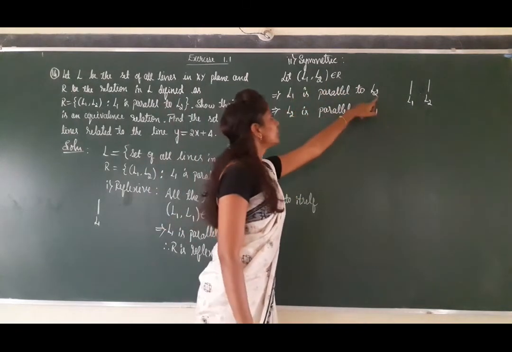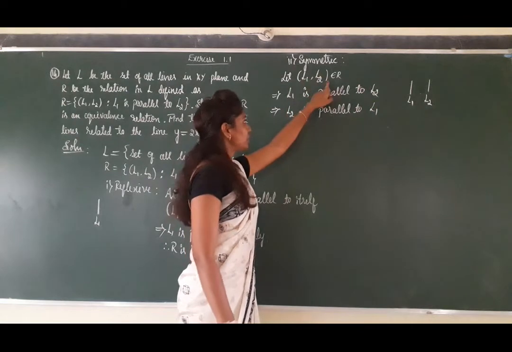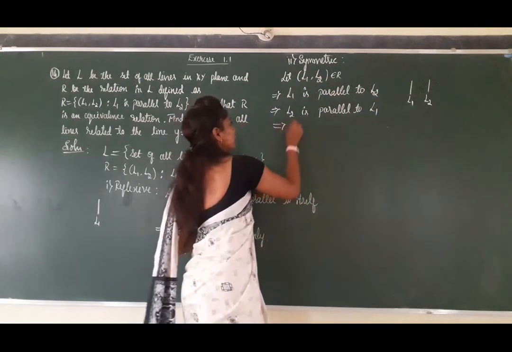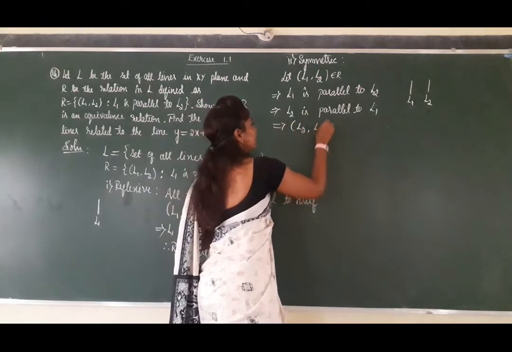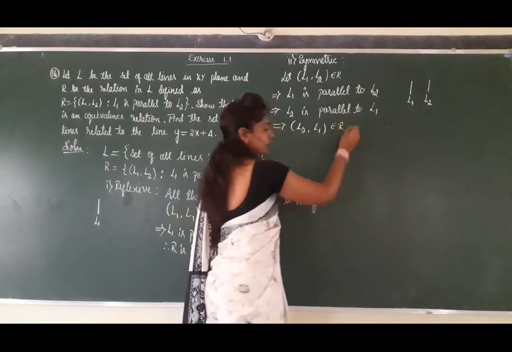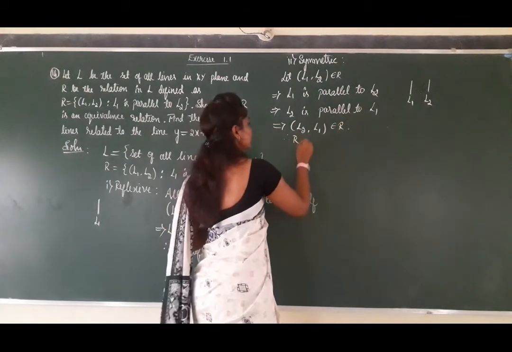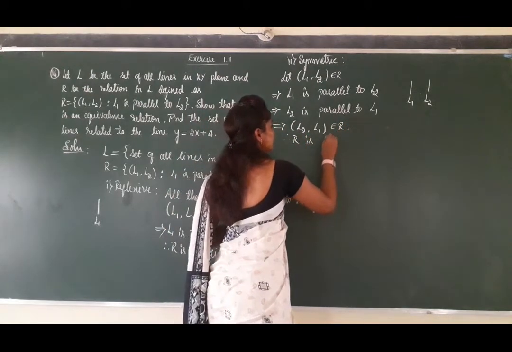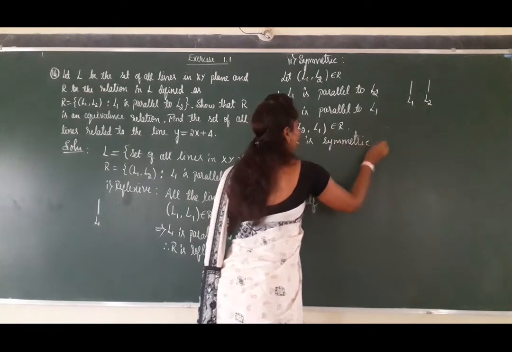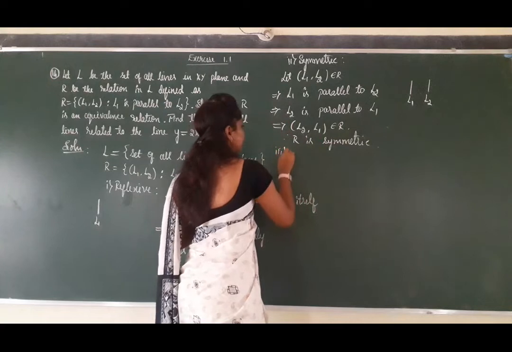L1 is parallel to L2, that is L1, L2. L2 is parallel to L1 means ordered pair L2, L1. We proved its reverse. L2, L1 belongs to R. Therefore, R is symmetric. And the third one is transitive.